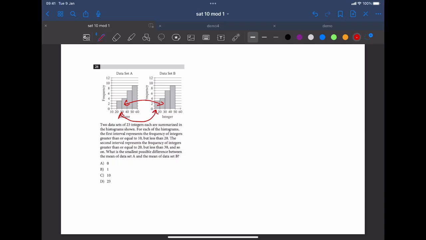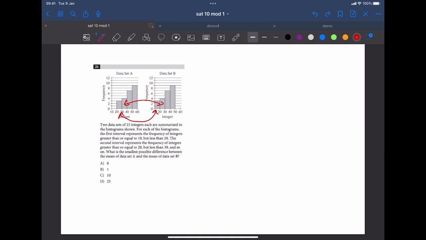I'll say that one more time. Because the question is asking what is the smallest possible difference between the mean of dataset A and the mean of dataset B, we can minimize that by making A's values as small as possible and B's values as large as possible.